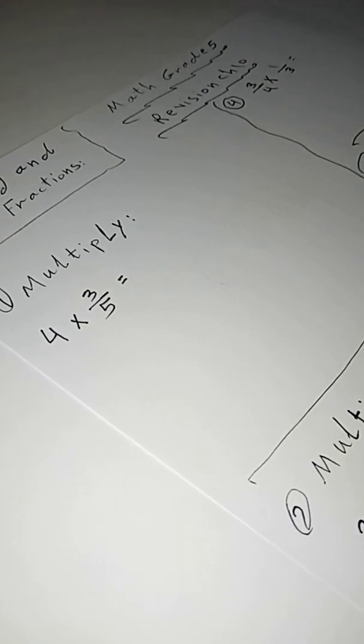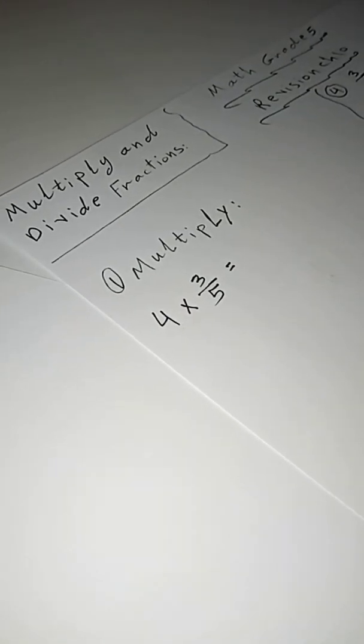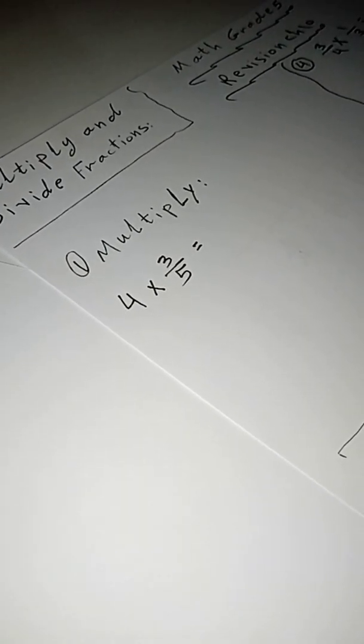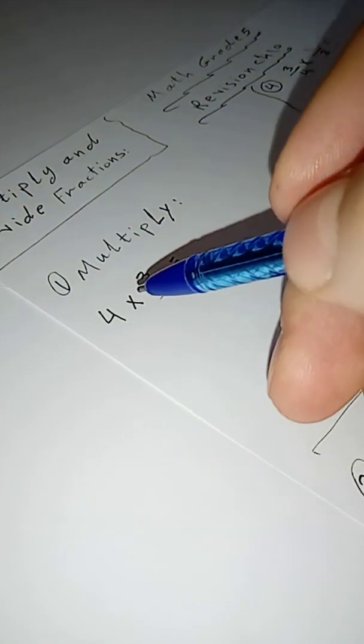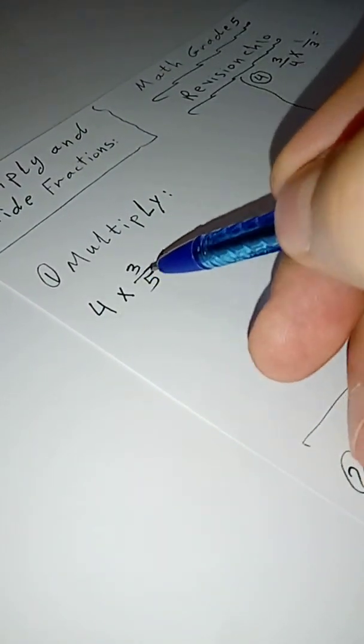Math grade 6. Today we want to revise for chapter 10, multiply and divide fractions. The first example, the first question, multiply. As you see here, we have 4 multiplied by 3 over 5. Here we have a whole number, here we have a fraction.